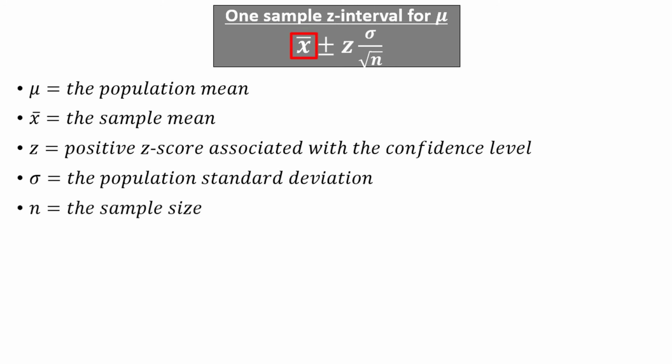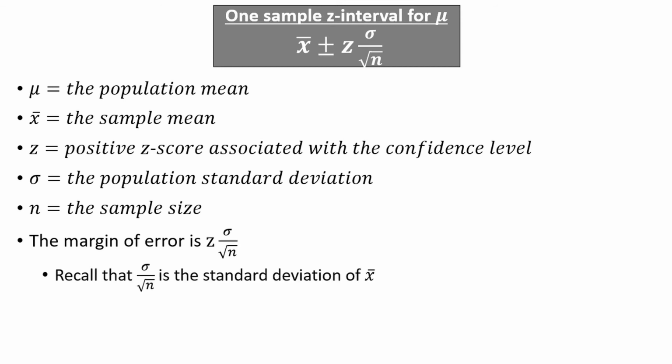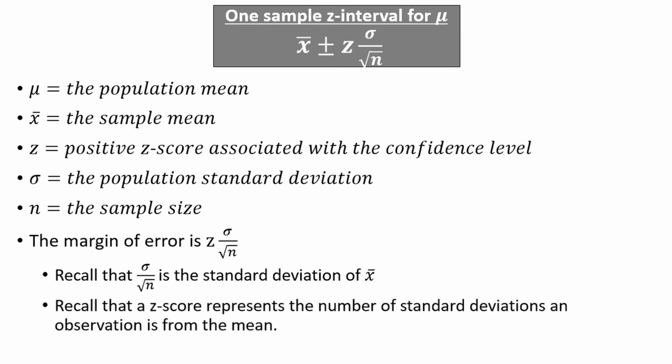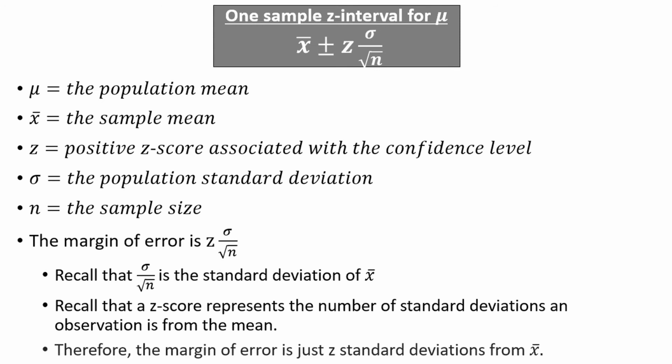X bar is our point estimate for the mean, and this part is the margin of error. Notice something about the margin of error. Recall that sigma over the square root of n is just the standard deviation of the sampling distribution of x bar. Also recall that a z-score represents the number of standard deviations an observation is from the mean. Therefore, the margin of error is just z standard deviations from x bar. Amazing! The specific z-score that we need will depend on our level of confidence, such as 90%, 95%, 99%, etc. The best way to show you how this all works is just to look at an example, so that's what we'll do now.